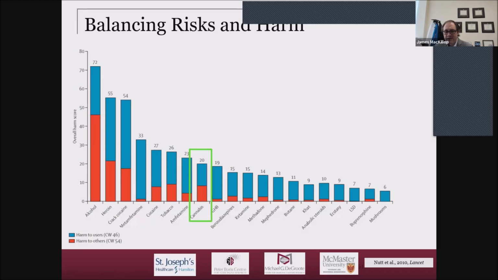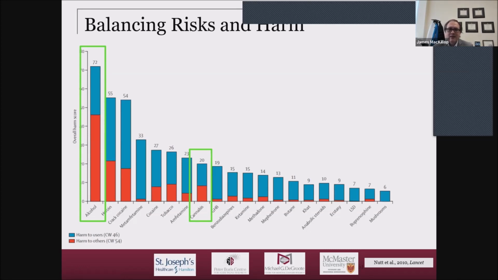And what we see is that cannabis lands pretty much right in the middle. There's an approximately equal balance of harm to users versus harm to others. It's considered less harmful than a variety of drugs, more harmful than a number of other ones. The most harmful drug, when you consider all the harms involved to others and to self, is actually alcohol, another legal drug, where harm to others in the form of, for example, car accidents, physical assaults, sexual assaults, domestic violence, homicide, suicide, etc., are extremely high.